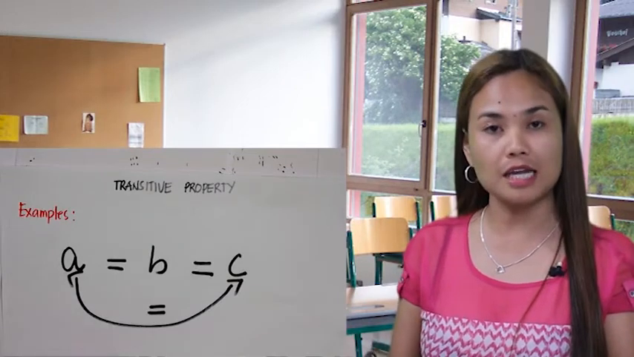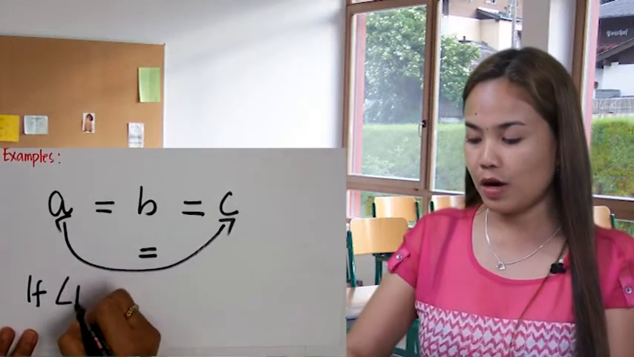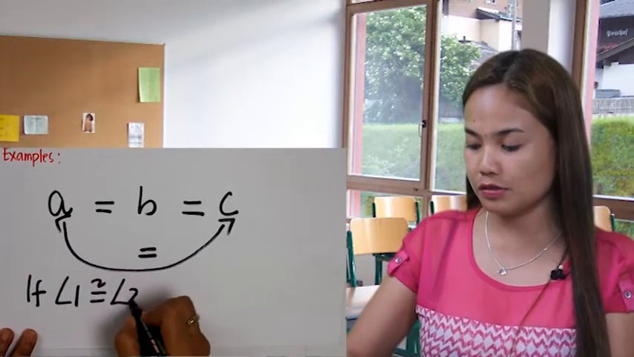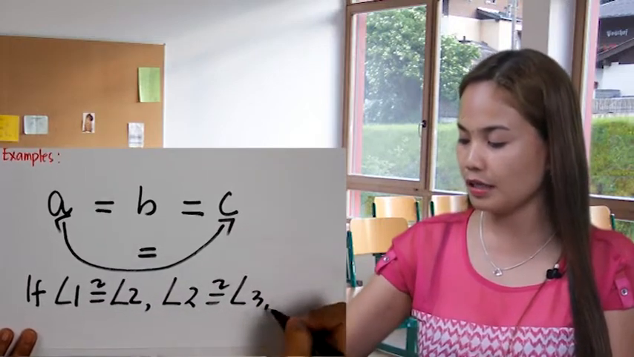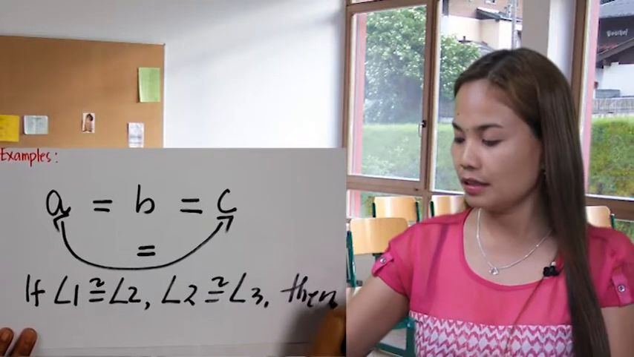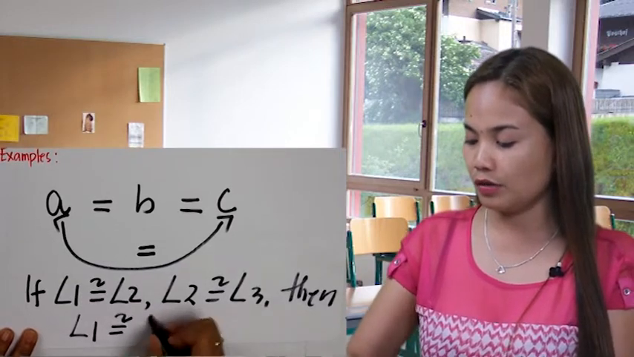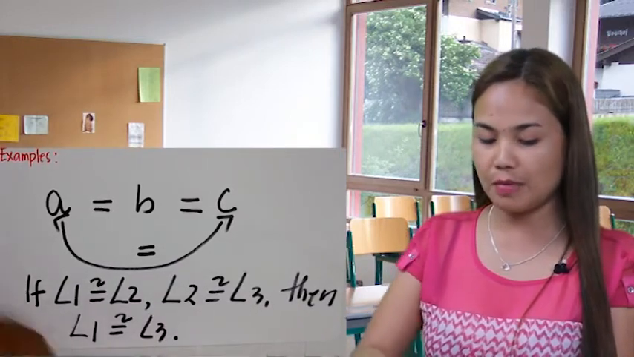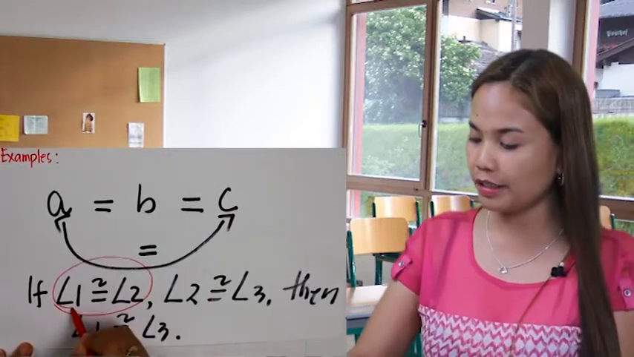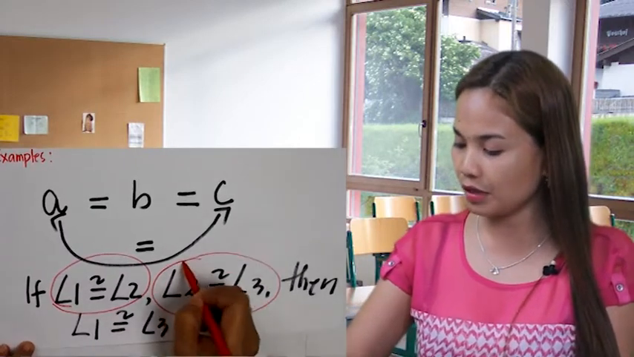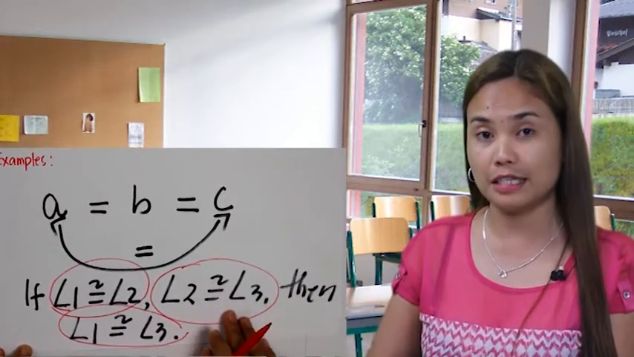So if we will be using angles, if angle 1 is congruent to angle 2 and angle 2 is congruent to angle 3, then angle 1 is also congruent to angle 3. Take note for this: the relation between 1 and 2, and between 2 and 3, is the same relation between 1 and 3. That is the transitive property.